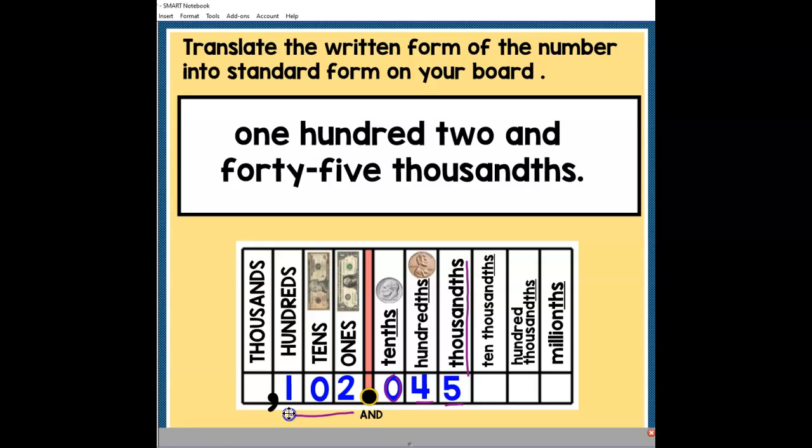So I want you to talk to your partner, talking about translating from written words into numerals, into standard form. Talk to your partner, what's the trickiest part, or what do you need to remember to do next time when you're doing this so that you don't make a mistake?